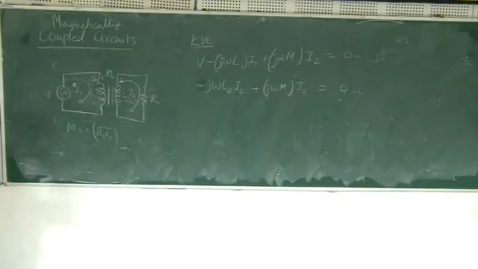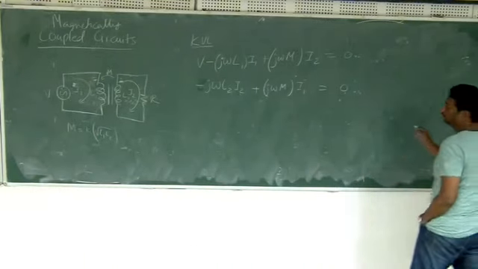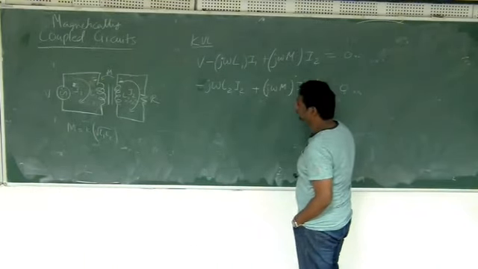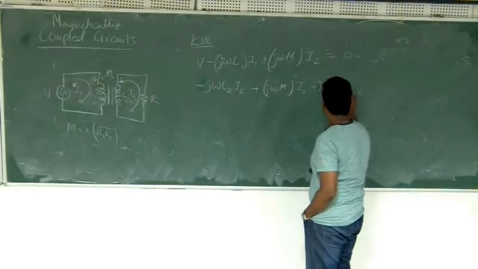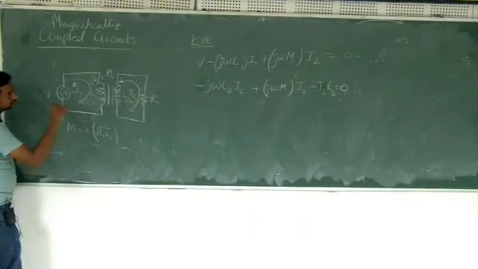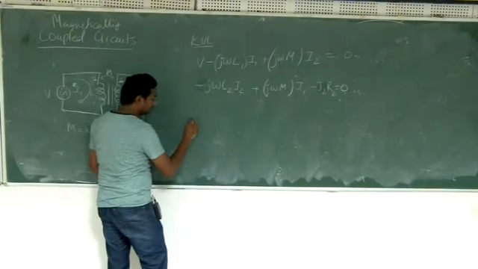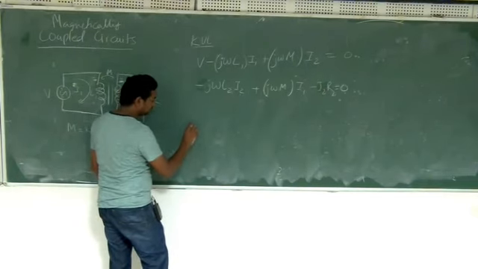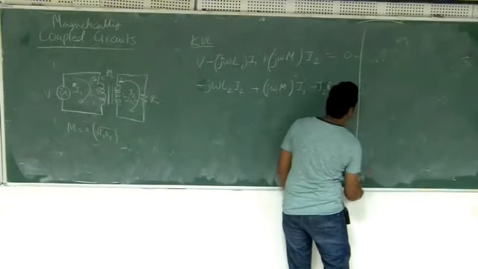So like this I got two equations. We forgot the resistance. What is the term for that? Minus I2 R2, equal to 0. Now forget this circuit. I want to write an equivalent circuit which looks something like this.